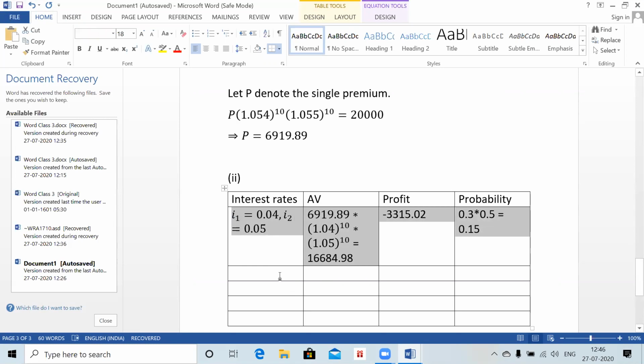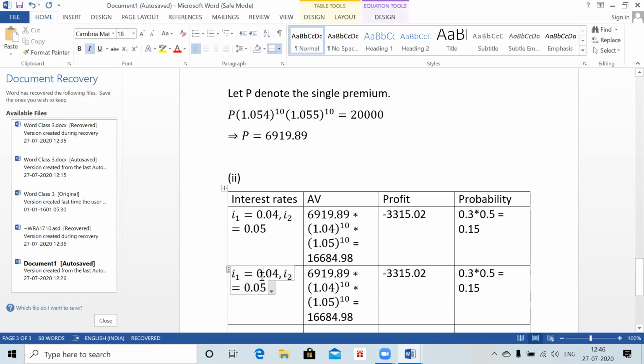Now just copy this line and make the changes. For i_1, now we have taken the value of 0.04 and i_2 is 0.06. So just make the necessary changes. Do not write the entire thing every time. 18343.88. Here also there's a loss, 1656.12, and here it will be the same thing, 0.3 into 0.5.